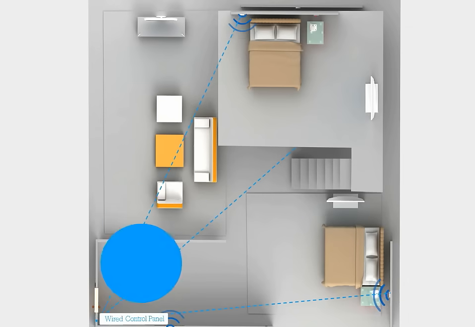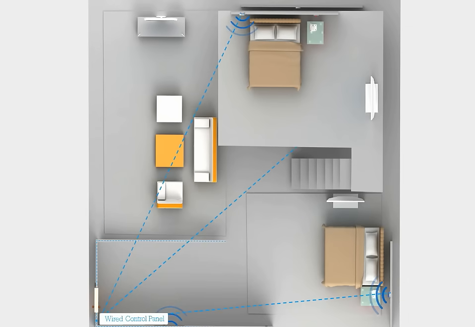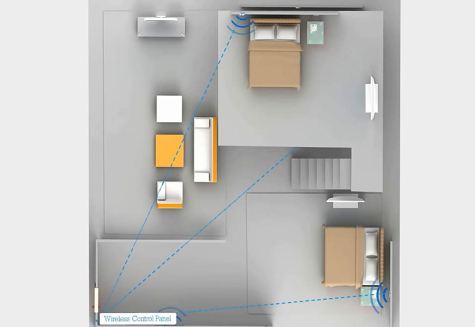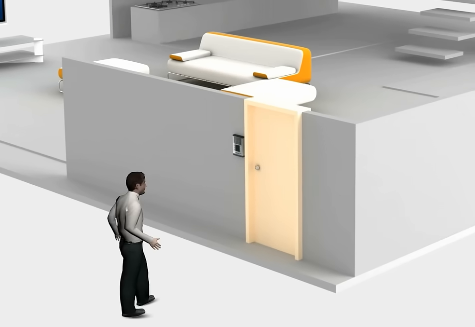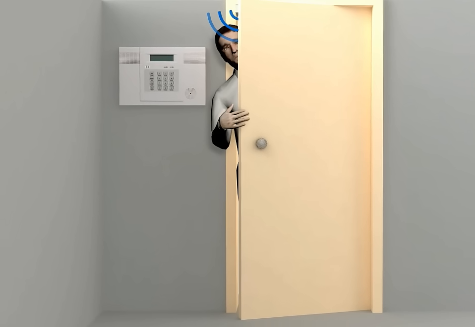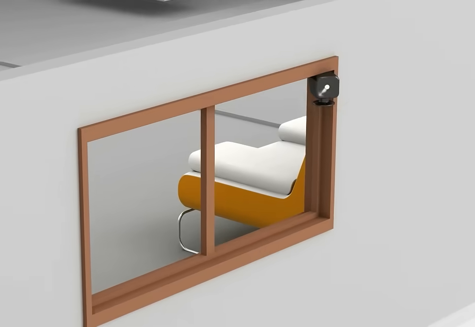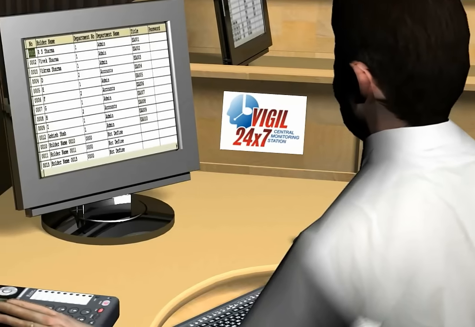The wired control panel receives information from the sensors through the wires attached to it. And the wireless control panel receives information from all the sensors connected to it via radio frequency. When anyone attempts a forced entry through the door, the magnetic contact informs the control panel, which raises an alarm through the hooter and also informs the central monitoring station.